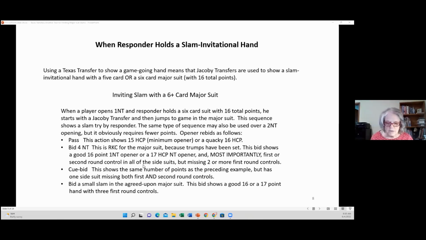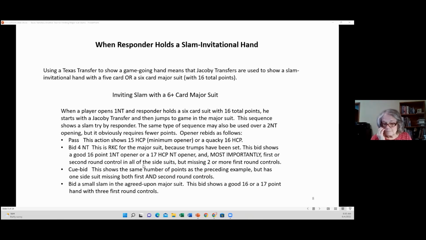It shows either a good 16 pointer or the maximum 17 pointer. And most importantly, first or second round control in the side suits. Remember, never use Blackwood with a void. And of course, you wouldn't have opened 1 no trump with a void in your hand.